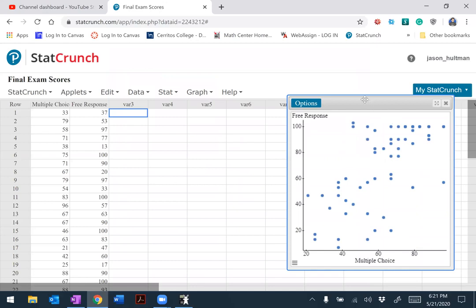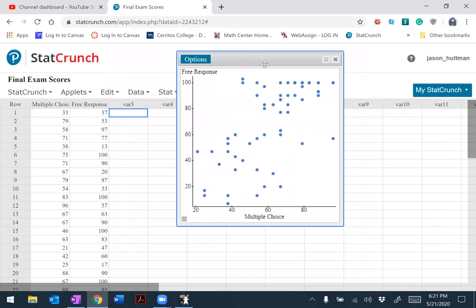Geesh, that is all over the place. Okay, look at that. Is there a linear trend there? It's really hard to see. Some people did really well in the multiple choice and really bad on the free response. Some people did really good on the multiple choice and really bad, or bad on the multiple choice and really good. There seems to be a linear trend, positive, but it's kind of hard to see.